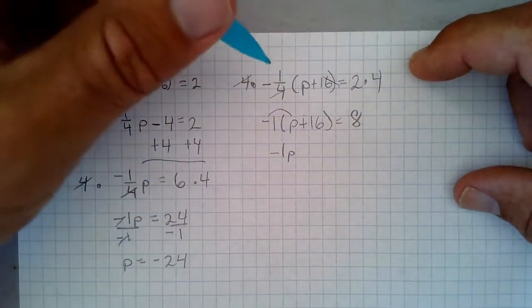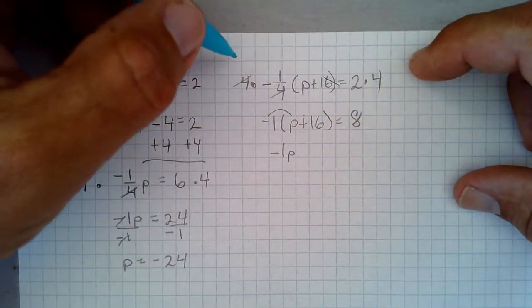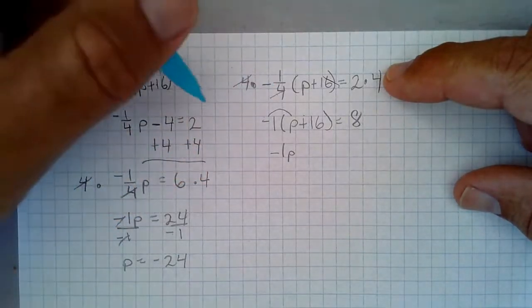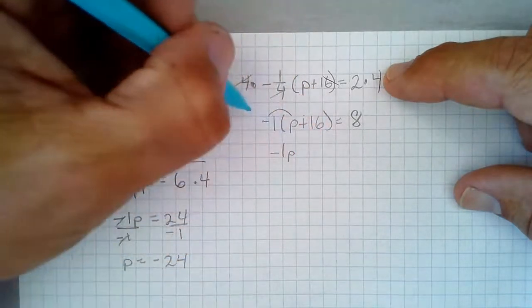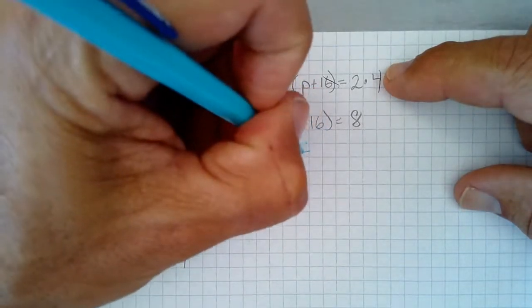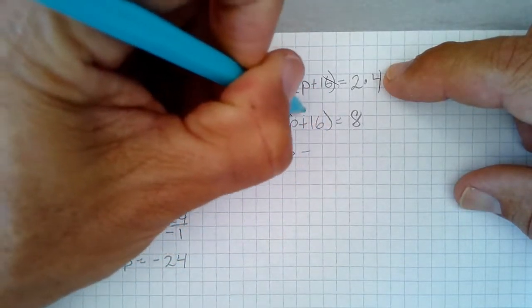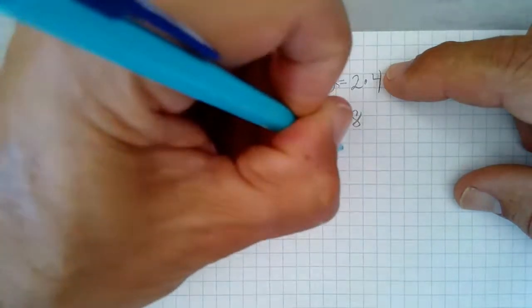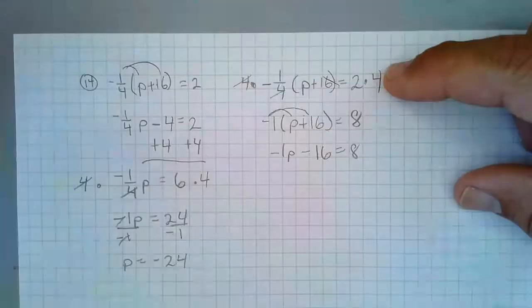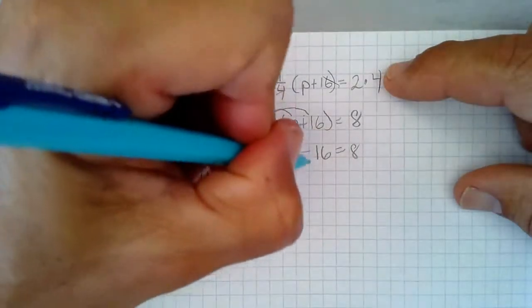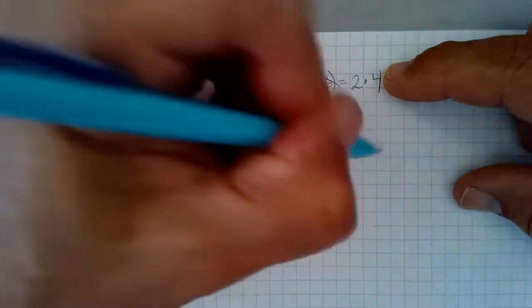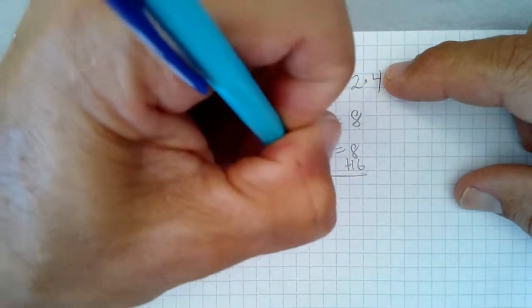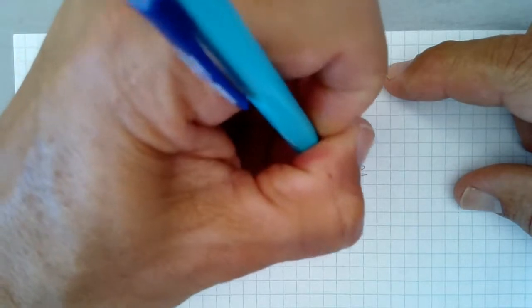So we have multiply both sides by 4. We have this, okay, negative 1, and this is going to be negative 1 times 16 is negative 16, or that can count as minus 16, equals 8. Then I'm going to add 16 to both sides. Negative 1p equals, that's going to be 24.